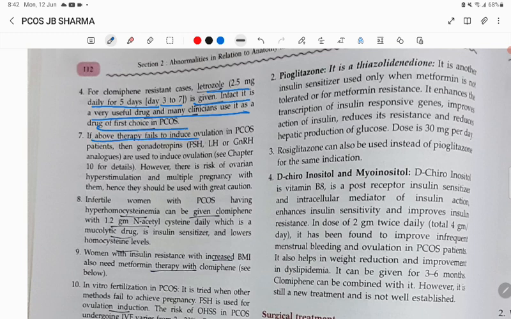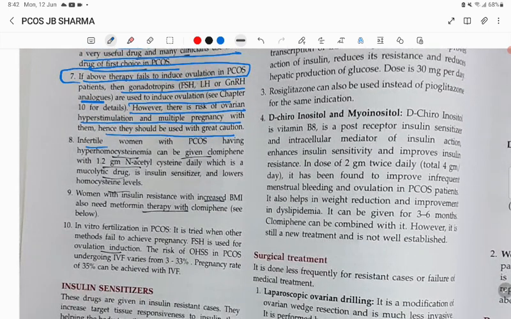If the above therapy fails to induce ovulation in PCOS patients, then you can go for gonadotropins, FSH, LH, and GnRH analogs to induce ovulation. However, there is a risk of ovarian hyperstimulation syndrome and multiple pregnancy, so they should be used with great caution. Infertile women with PCOS having hyperhomocysteinemia can be given clomiphene citrate with 1.2 gram N-acetylcysteine daily, which is a mucolytic drug and an insulin sensitizer, so it lowers the homocysteine level also. Women with insulin resistance and increased BMI need metformin therapy with clomiphene.